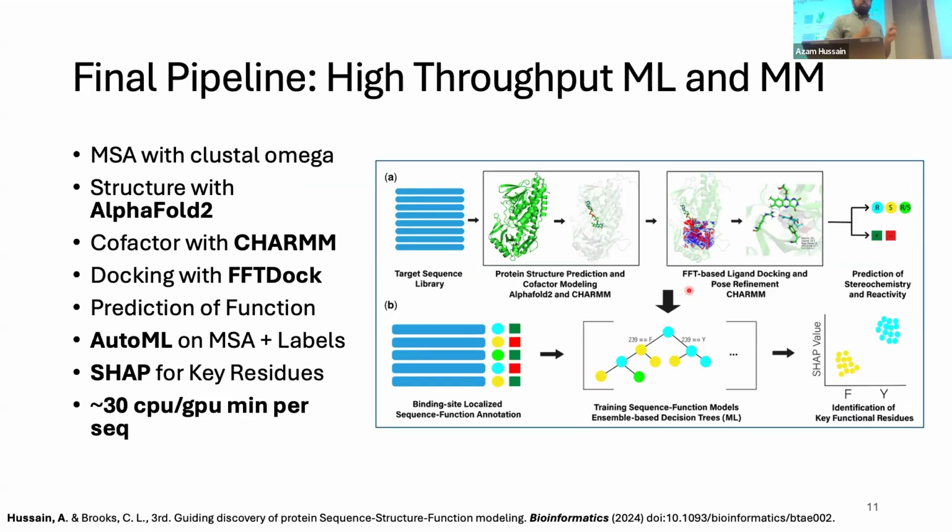So that was a simplified version, the last 10 slides. The paper is a little more complicated, but the concepts are exactly the same. I didn't skip over anything. We have the MSA, we do some structure prediction with AlphaFold. Now we just have a few more details on how I dock, and I'm specifically predicting stereochemistry and reactivity for these enzymes. That's the data that we have.